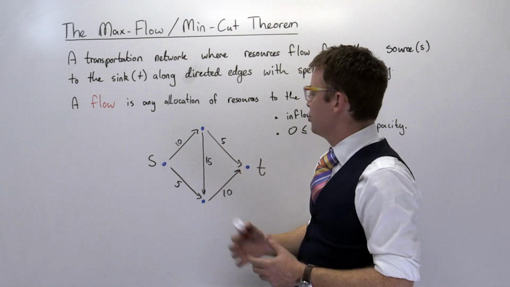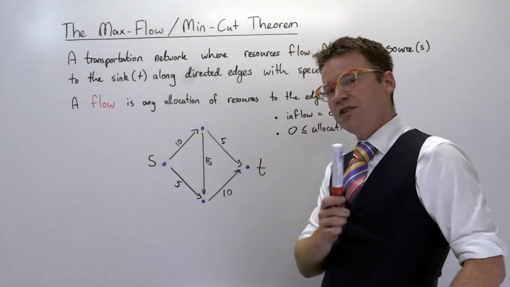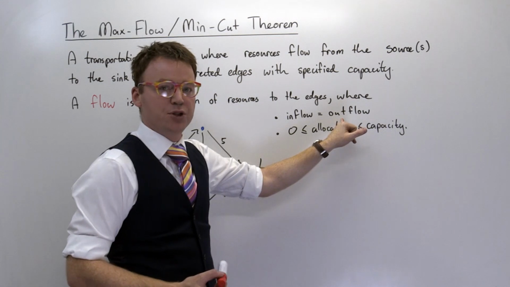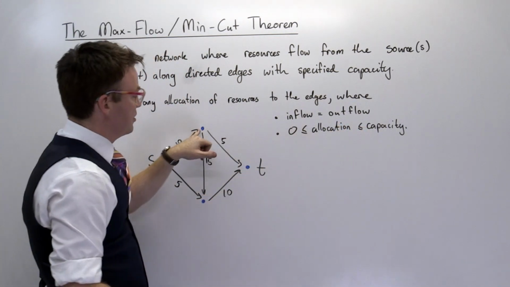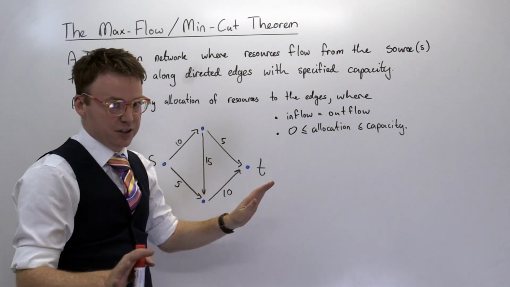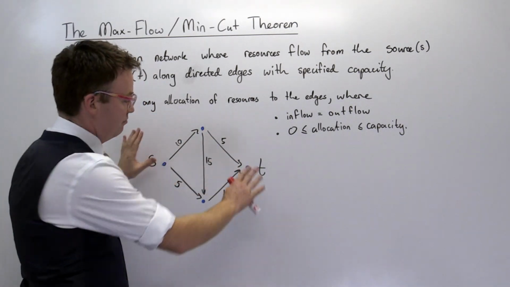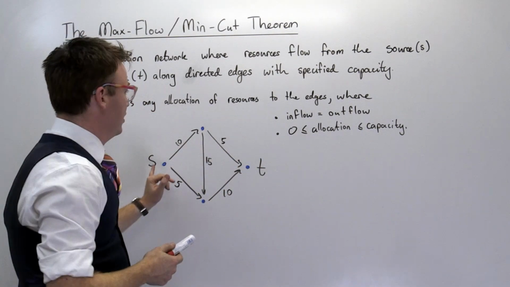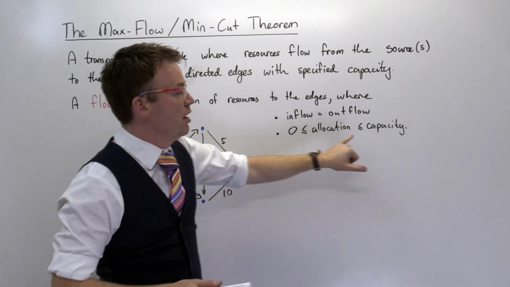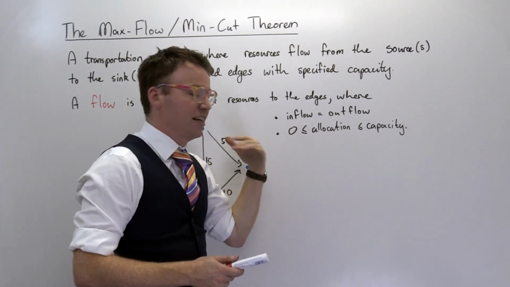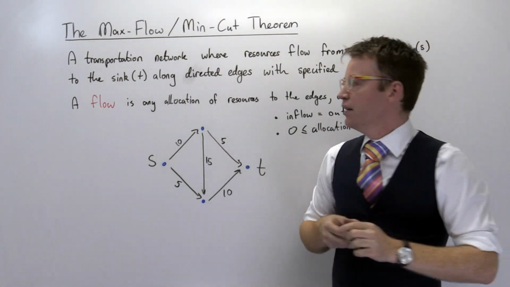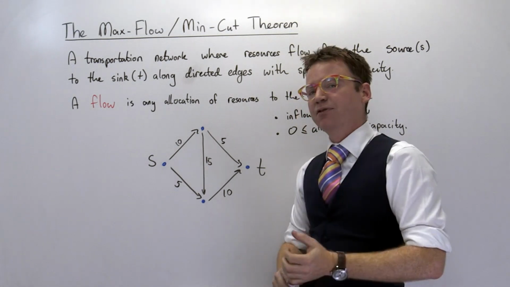A flow is any allocation of resources to these edges, subject to two restrictions. One, the amount you push in must equal the amount you push out, except at the source and the sink. That is to say, at vertices such as this, if you push 10 units in, you need to push 10 units out. You can't store anything at the vertex. Everything that goes in must come out again, with the exceptions of the source and the sink. And the other restriction is that the amount you push along an edge is somewhere between 0 and the capacity. You can't have negative allocations, and you can't exceed the capacity of the edge. So, a transportation problem. The objective is to get the best possible flow.